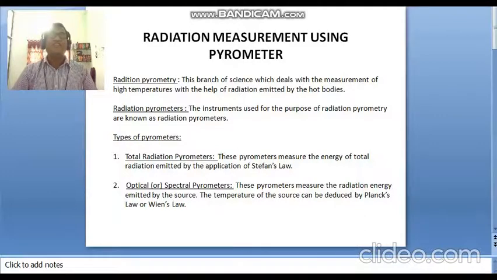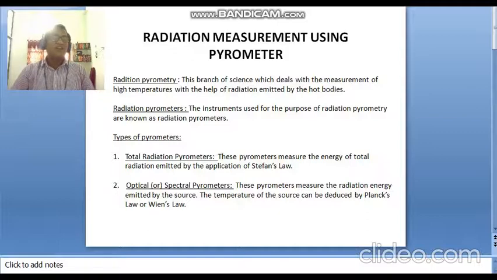Radiation pyrometry is the branch of science which deals with the measurement of high temperatures with the help of radiation emitted by hot bodies. The instrument used for the purpose of radiation pyrometry is known as a radiation pyrometer. Pyrometry is the branch of science. A pyrometer is the device which can measure the high temperature of a black body.